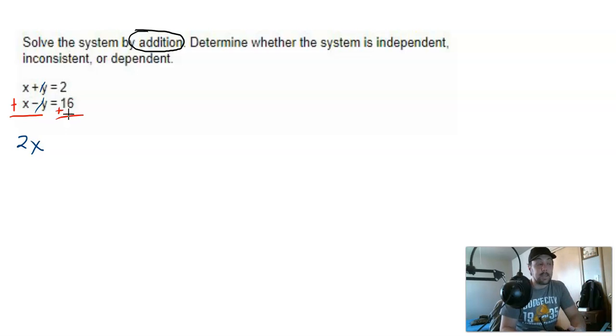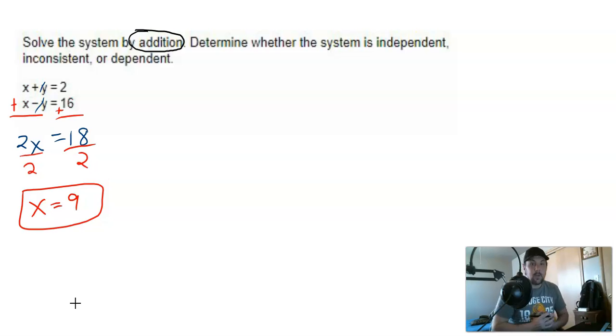I add the right-hand sides of these equations together, 2 plus 16 is going to give me 18. And what I know about this operation is that the results would still have to be equal to each other. So these are still equal. So 2x is equal to 18. And now, since y is out of the picture, I can solve this for x. I'll divide by 2 on both sides, and I get x is equal to 9.